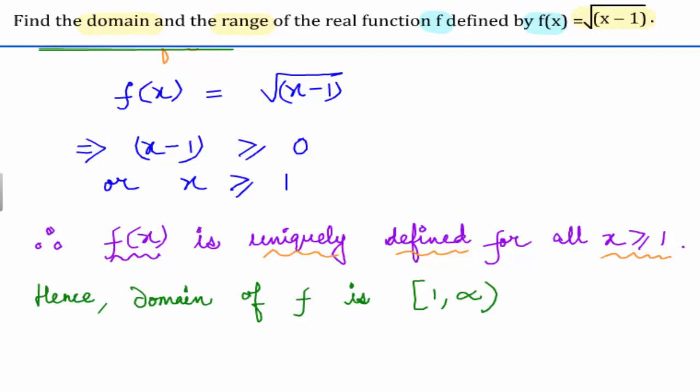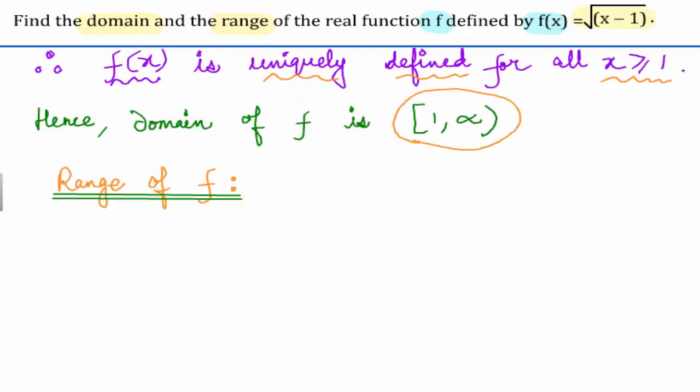Hence, domain of f will be left closed right open interval 1 to infinity. It is left closed because x is greater than or equal to 1. That means 1 is included in this interval. Next, we are asked to find the range of f.